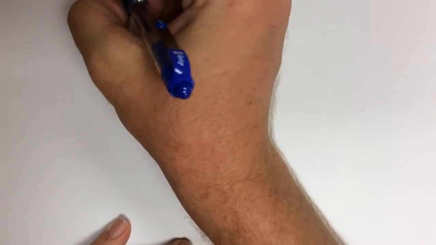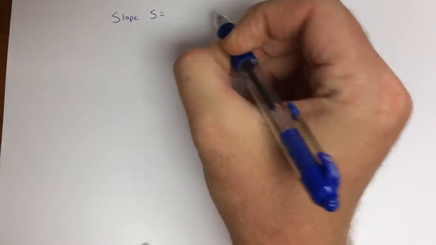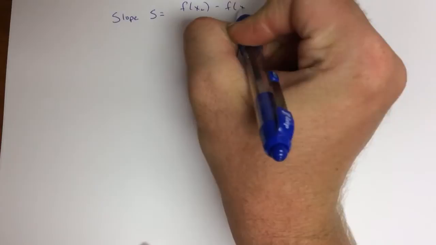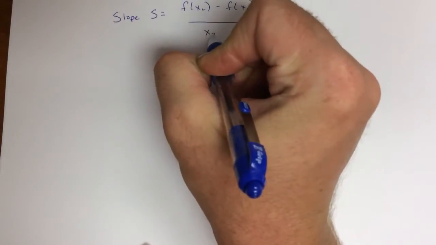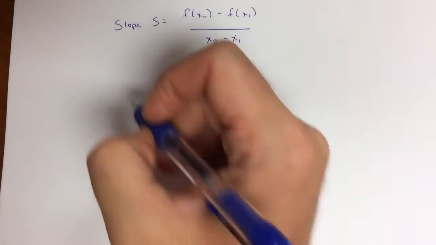So we're going to look at another way to talk about a secant line. Before, we had the equation for a secant line: the slope of the secant was equal to f of x2 minus f of x1 all over x2 minus x1. Now we're going to look at a way in which we can rewrite this.